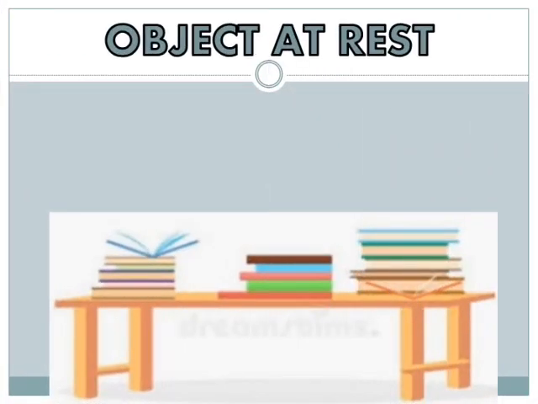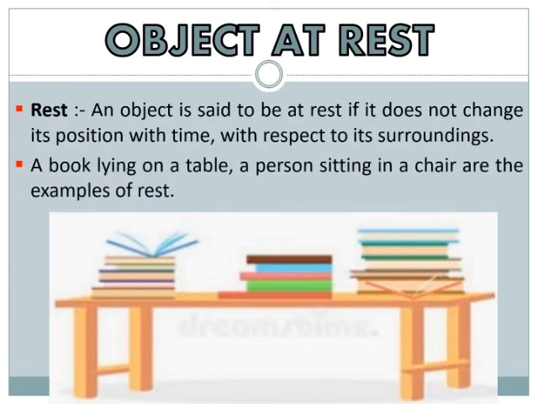Now let's talk about the object at rest. An object is said to be at rest if it does not change its position with time and with respect to its surroundings. For example, a book lying on a table, a person sitting on a chair. These both are the examples of rest.